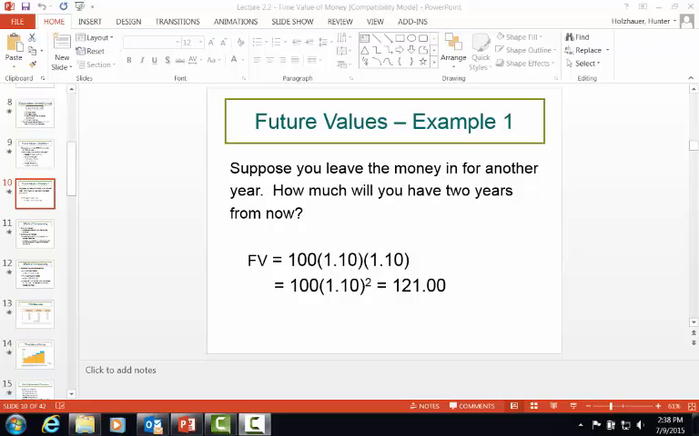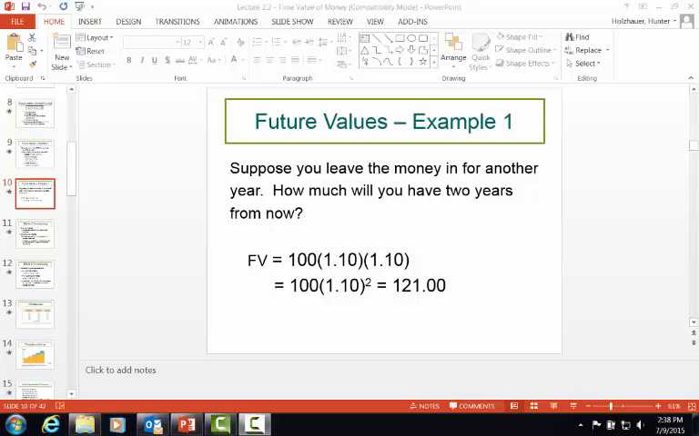Now, many of you would have guessed $120. And that's a pretty logical guess. You got $10 after the first year, why not get another $10? However, it's important to realize that you also have compounding interest, meaning you have interest on interest. So you get 10% not only on the $100, but you also get 10% on the $10 that you got from the first year.